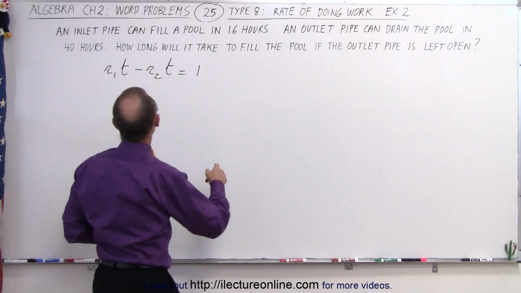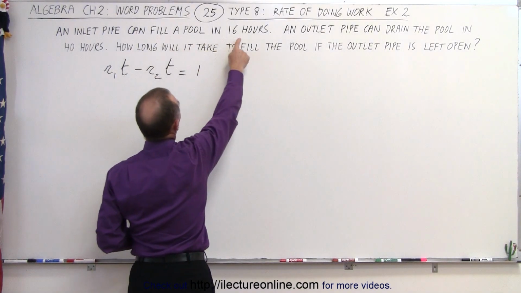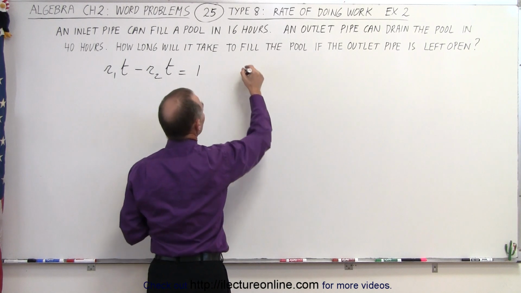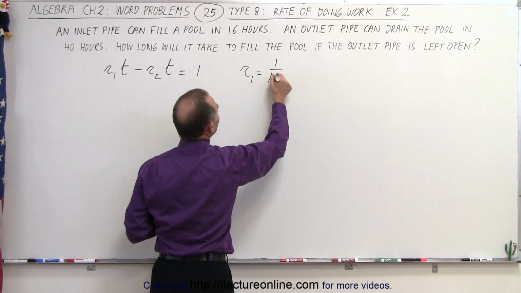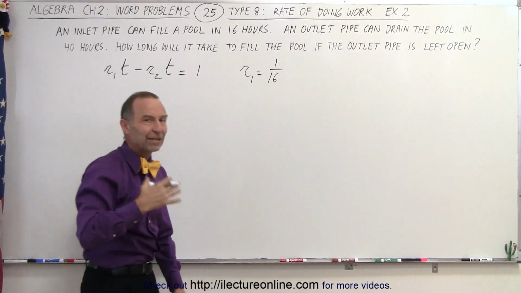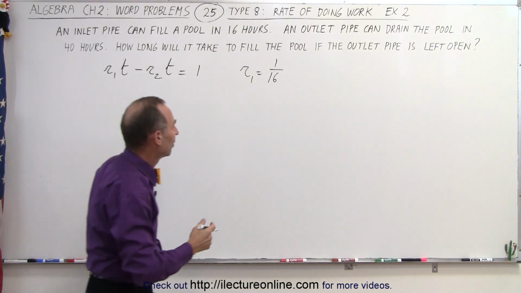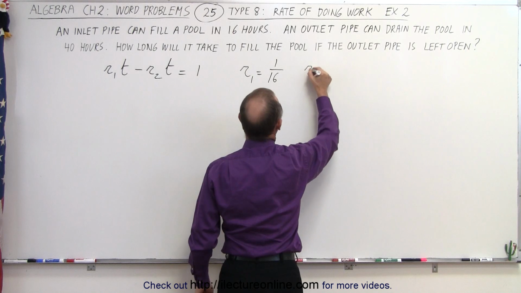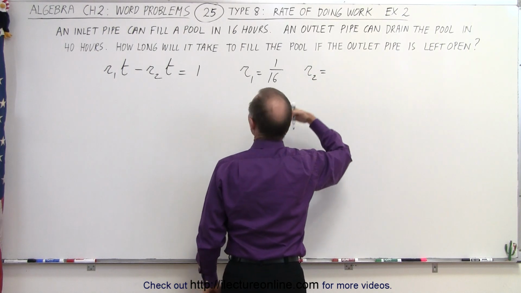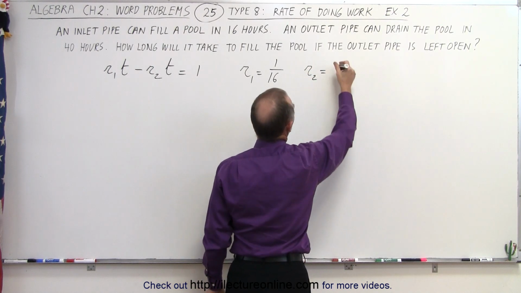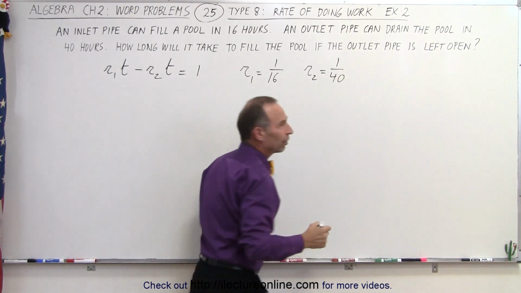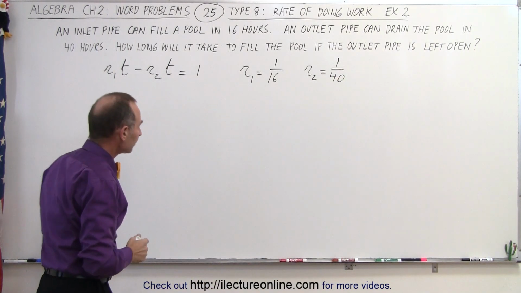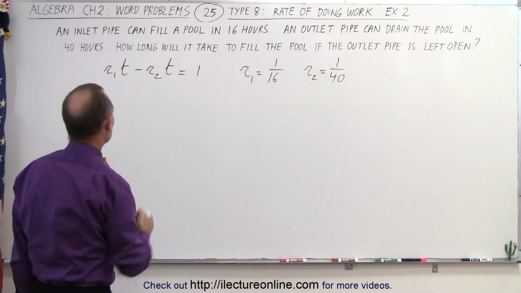Here we can see that if the inlet pipe can fill a pool in 16 hours, then the rate of filling the pool will be 1/16 of the pool every hour. And so that's the rate. And then for the outlet pipe, if it takes 40 hours to drain the pool, then in 1 hour we can drain 1/40 of the pool. So now we just need to plug that into the equation.